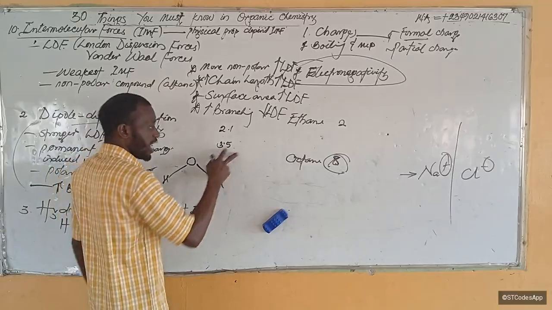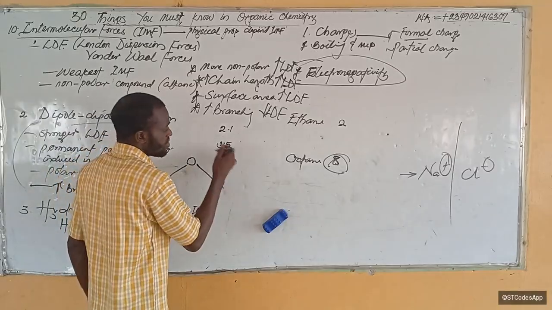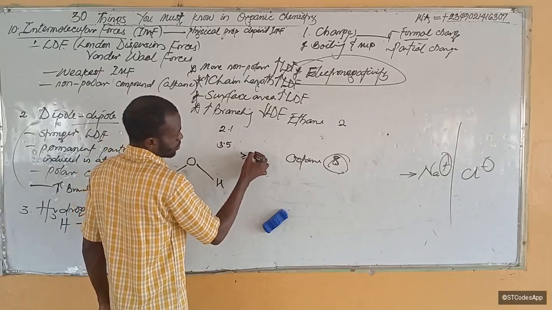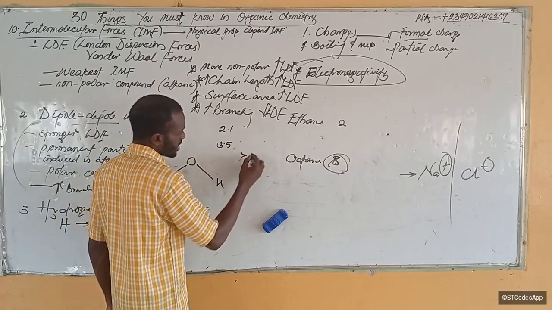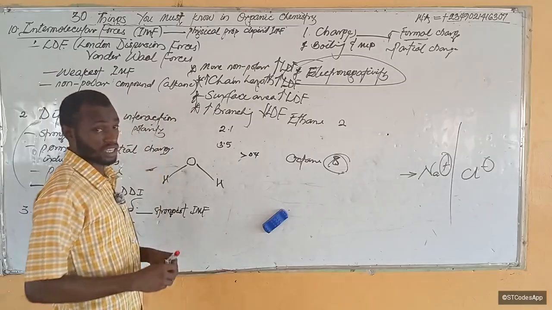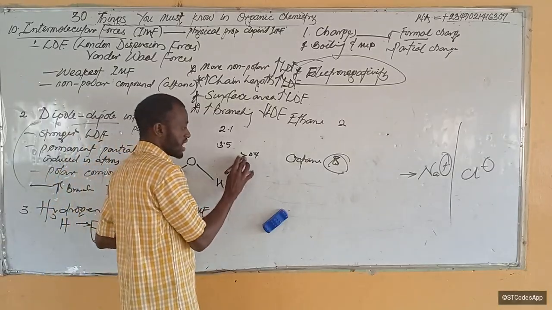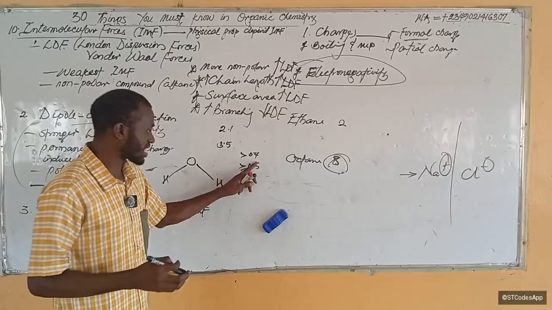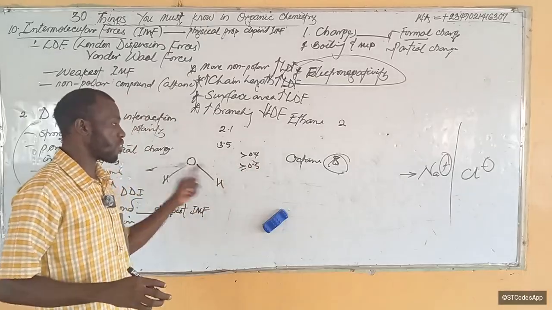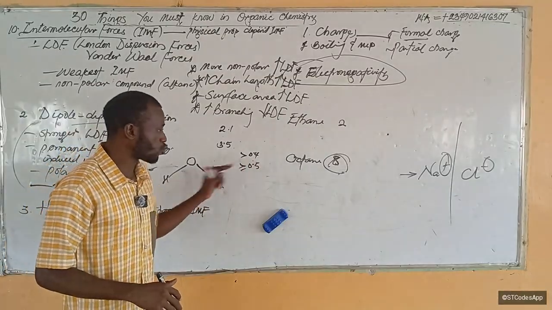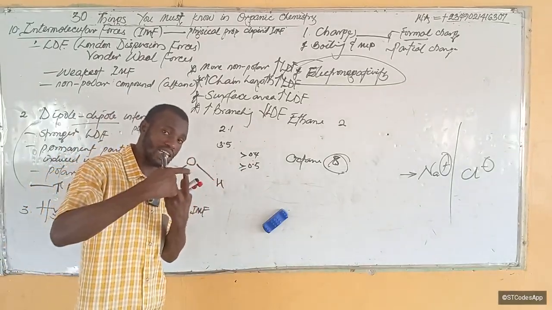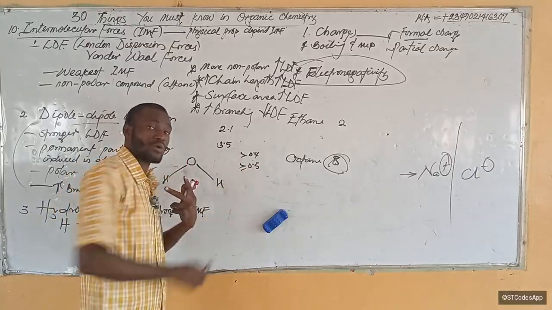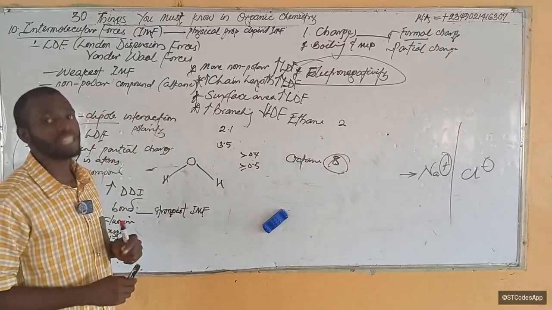I've mentioned this before. A bond would generally be polarized if the electronegativity difference is greater than 0.4. Is that okay? Or greater than or equal to 0.5. So if two atoms form a bond together, and the difference in the electronegativity value is greater than 0.4 or greater than or equal to 0.5, that bond will definitely be polar.